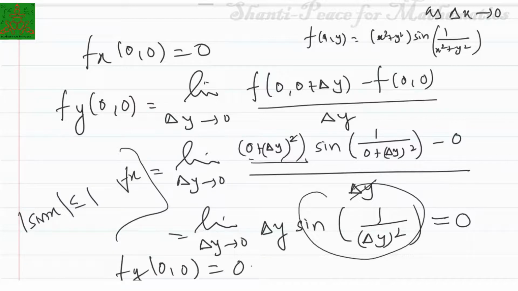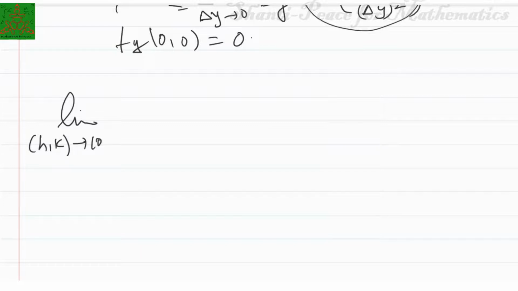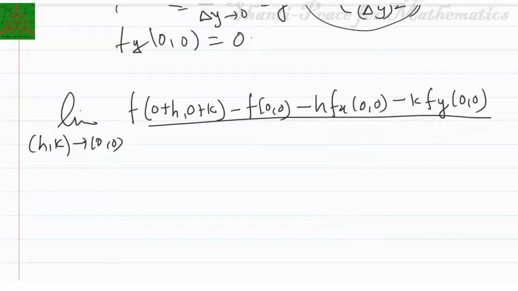Now ultimately what we need to prove is that the function is differentiable. So for that I need to prove that the limit as (h, k) tends to (0, 0) of f(0 + h, 0 + k) minus f(0, 0) minus h into fx at (0, 0) minus k into fy at (0, 0), upon the square root of h square plus k square, is 0.